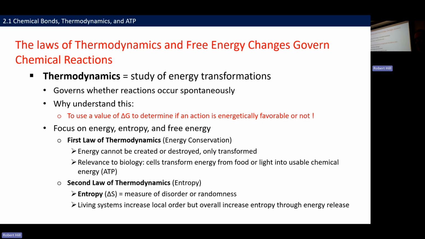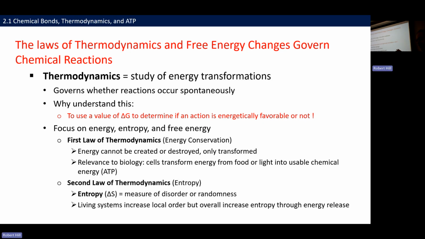The laws of thermodynamics can explain how reactions can be unfavorable or favorable. And if they're unfavorable, what we need to do to overcome that and make the reaction proceed. Okay.